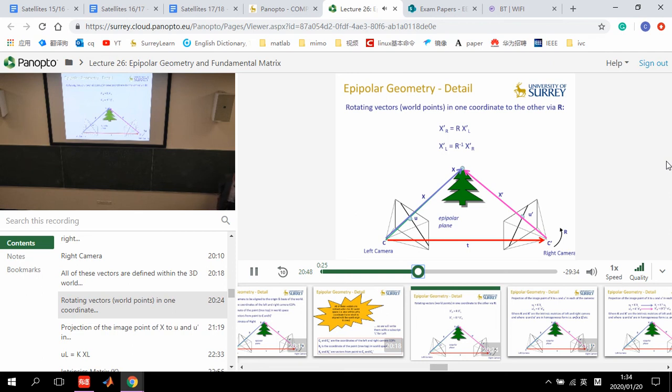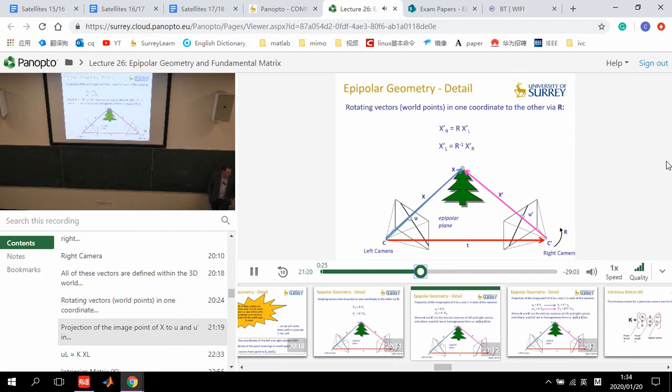So if I have a vector in the left-hand frame, my ray of light, for example, going from the origin of that camera to the point X defined in the left-hand frame, then I can talk about it in the right-hand frame by just pre-multiplying by R. And similarly, I can move the other way by pre-multiplying by R inverse. So I can move from the right-hand frame to the left-hand frame by pre-multiplying by R inverse, which is that relative orientation of the right camera with respect to the left camera.